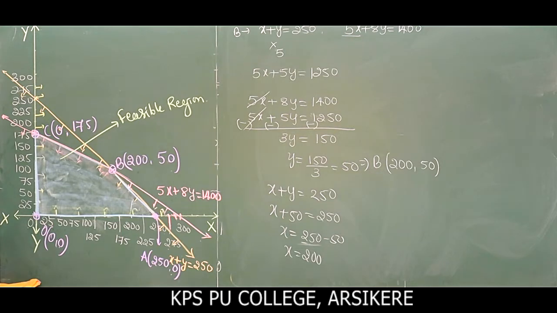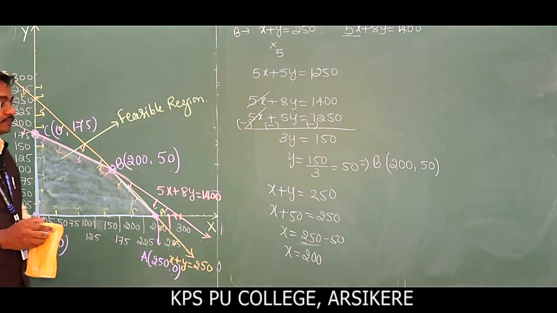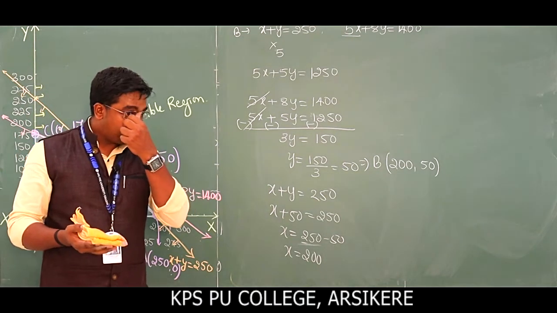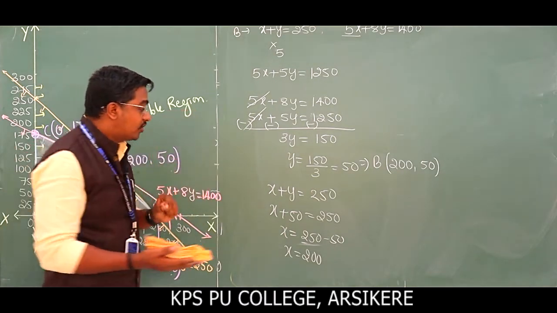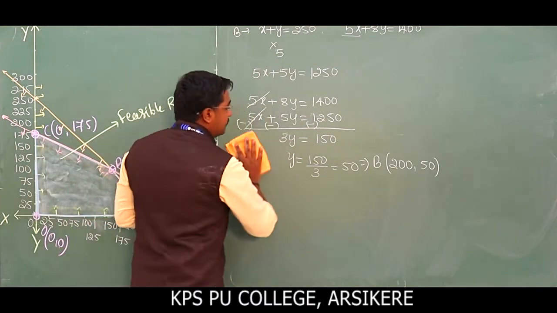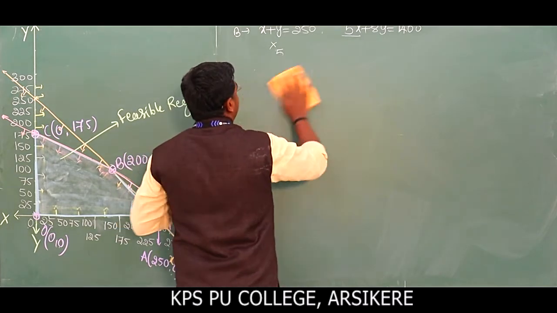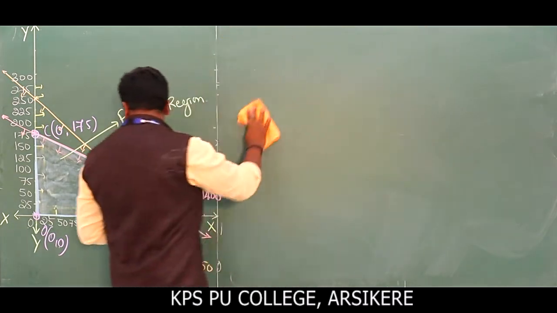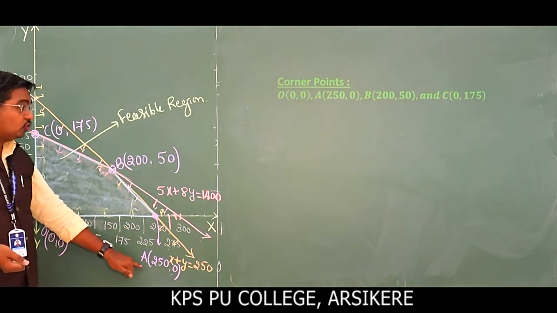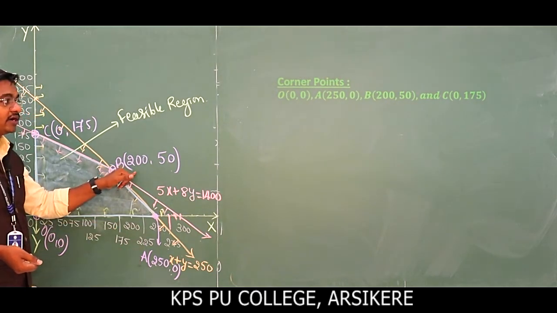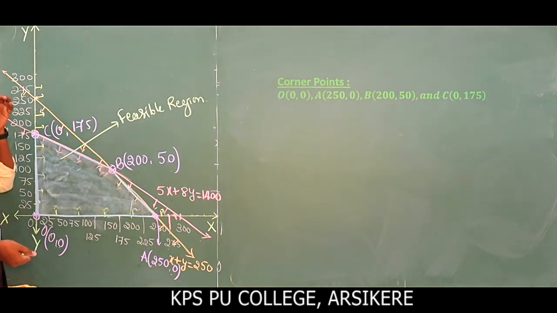Okay. Next step is very simple. We need to find the corner points, then find the value of the objective function at the corner points. Next slide. Okay. So the corner points here: O of 0 comma 0, A of 250 comma 0, B of 200 comma 50 and C of 0 comma 175.